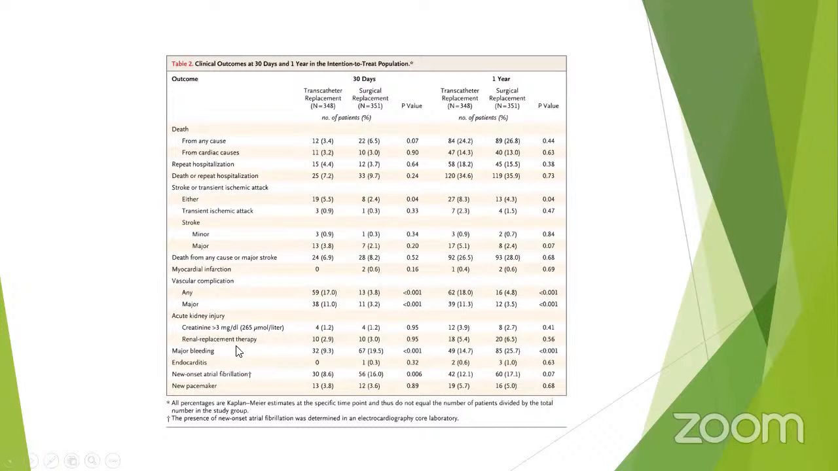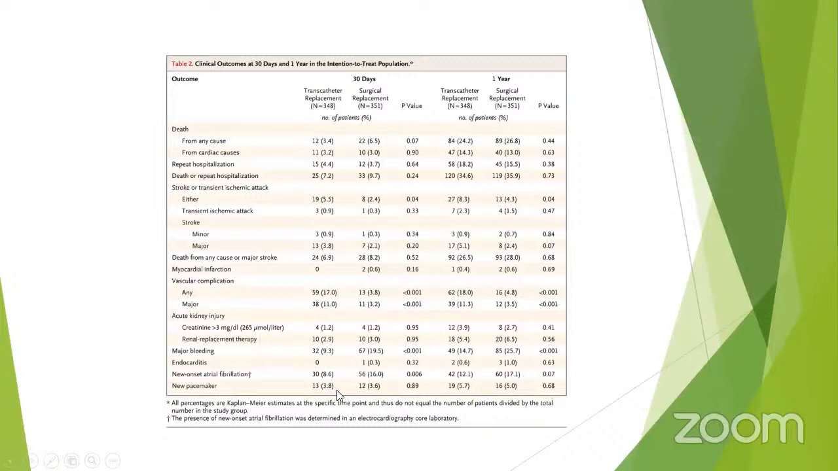Major bleeding, however, was found more prevalent in the surgical arm of the group. At 30 days, it was only 9.3% in the TAVI versus 19.5% in the surgery group, with a p-value of less than 0.001. And at 1 year, the same, 14.7% in the TAVI versus 25.7% in the surgical group.